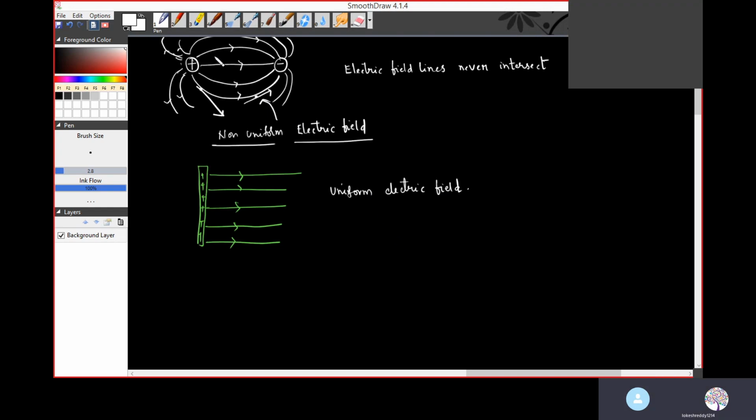Now you see here, it is starting from positive and ending at negative. It is not coming back. You see only one direction. They are not coming back, so they never form closed loops. These electric field lines never form closed loops.